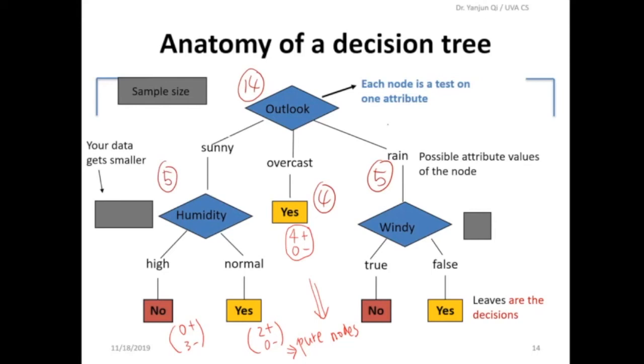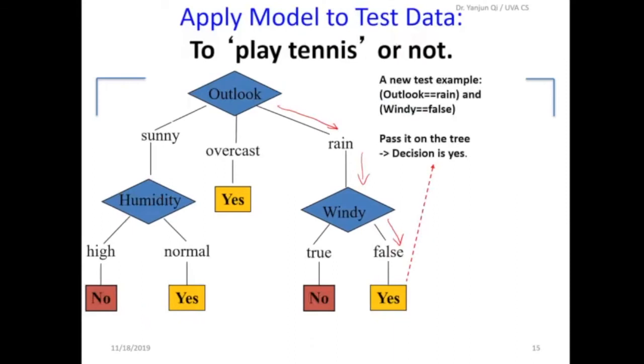And then how do you use the model? When you have a new test sample, it's really easy. You just go down the tree according to the feature values of that test sample. So in this case, it's a sample with outlook equals rain and windy equals false. Your outlook is rain, so go to the right, and then you get the windy node, and windy equals false, you go to the right, and this gives you a decision: yes.